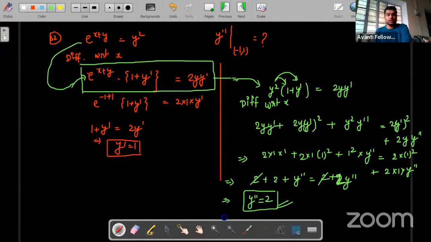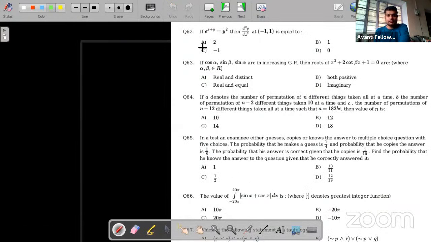So let's check which option is correct. Option A is correct. Easy question. We could have easily solved this in the examination, right? Moving on to the next question.